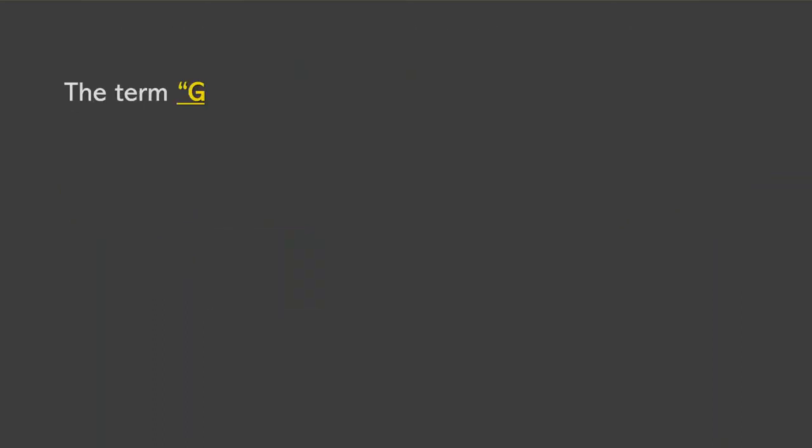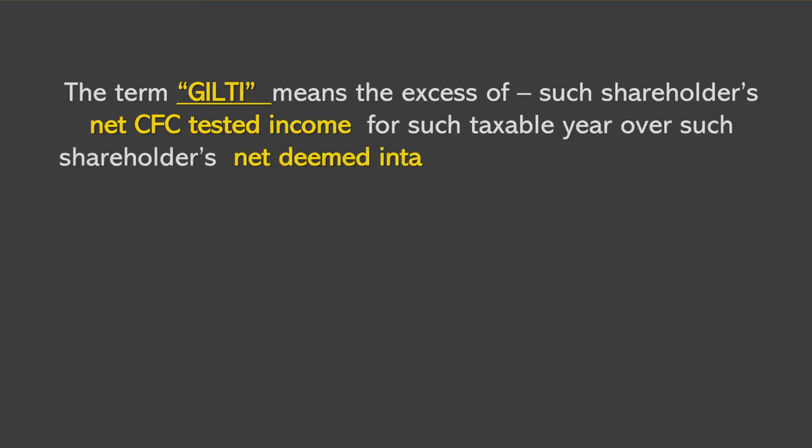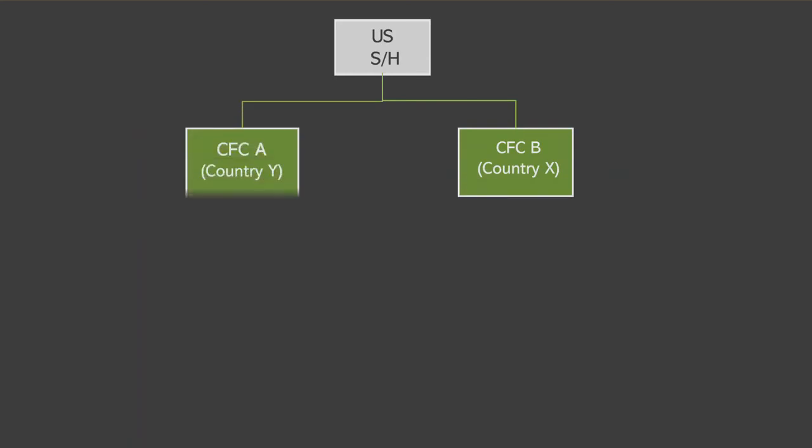Specifically, the provision states that the term GILTI means the excess of such shareholder's net CFC tested income for such taxable year over such shareholder's net deemed intangible income return for such taxable year. So what does that mean? Let's walk through step by step what is meant by tested income and what is meant by net deemed intangible income return, and then we'll understand how those items may create a tax liability for U.S. companies with foreign subsidiaries. We'll use the base structure just explained and walk through essentially three steps that help us determine our net GILTI inclusion.